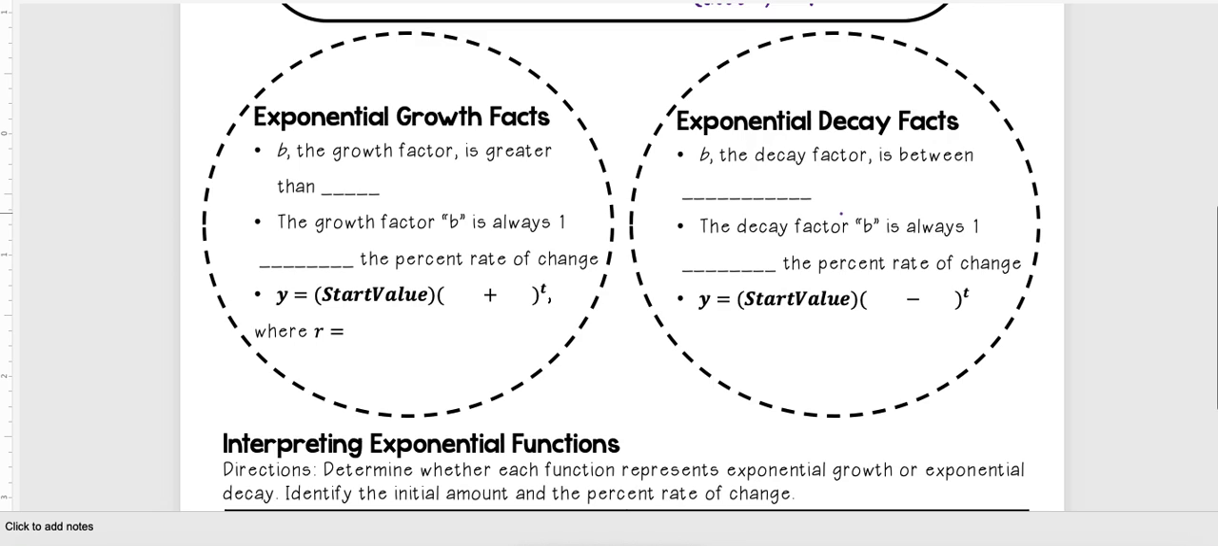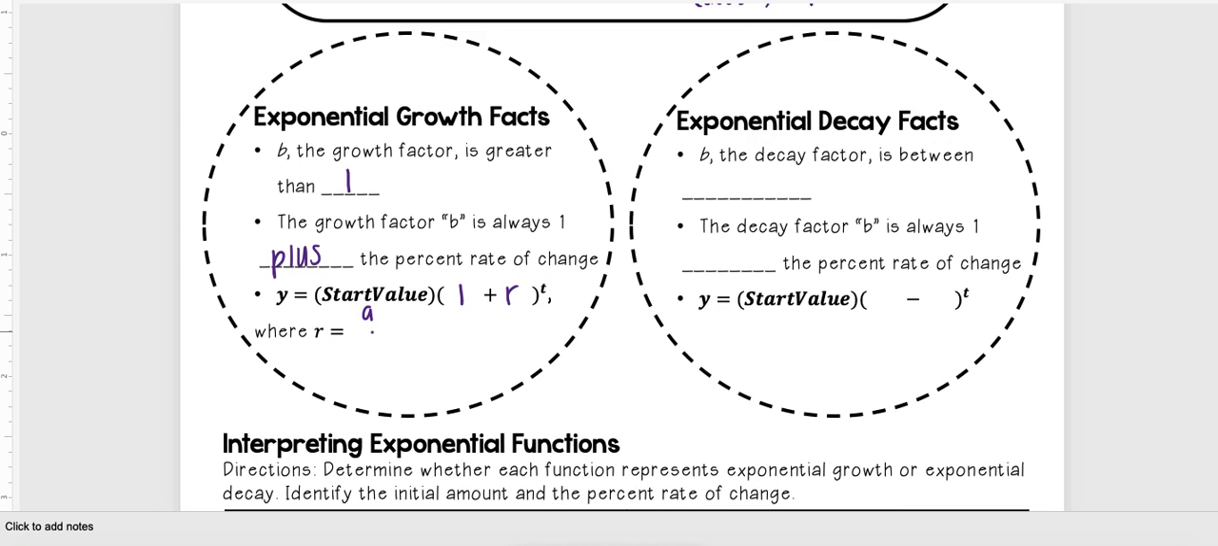dealing with. So for exponential growth facts, b, the growth factor, kind of like what I already talked about in other videos, is always greater than 1. The growth factor b is always 1 plus the percent rate of change. So what I can write is y equals the start value, which again is just a, times in parentheses 1 plus the percent rate of change r, raised to the t power, which is my time.